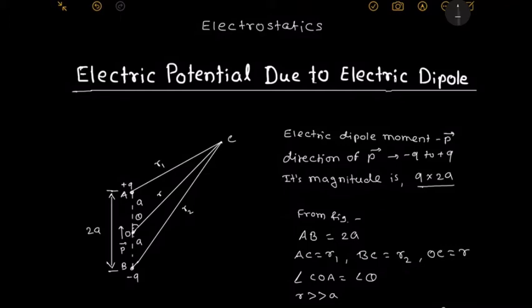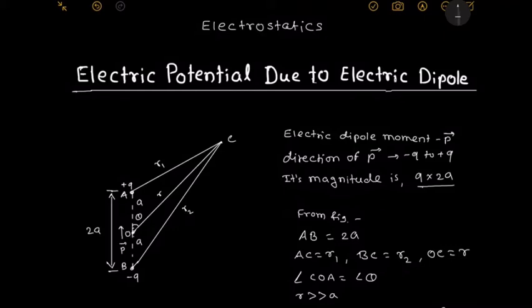Such a dipole has dipole moment denoted by the vector p, and it is directed from minus q to plus q charge. Therefore, what is its magnitude? Magnitude is charge multiplied by 2a.